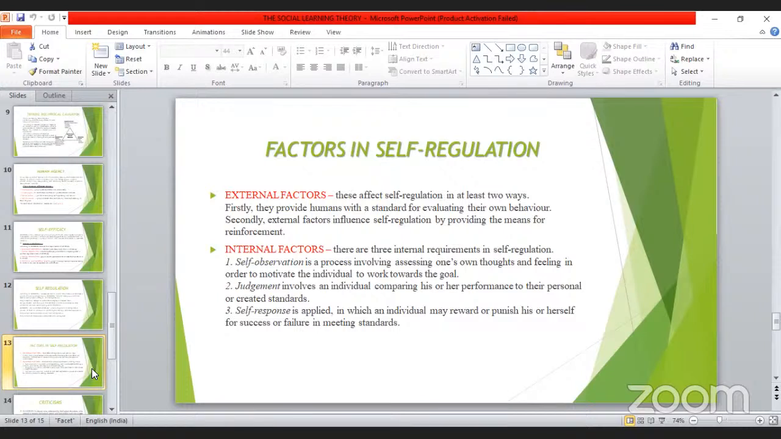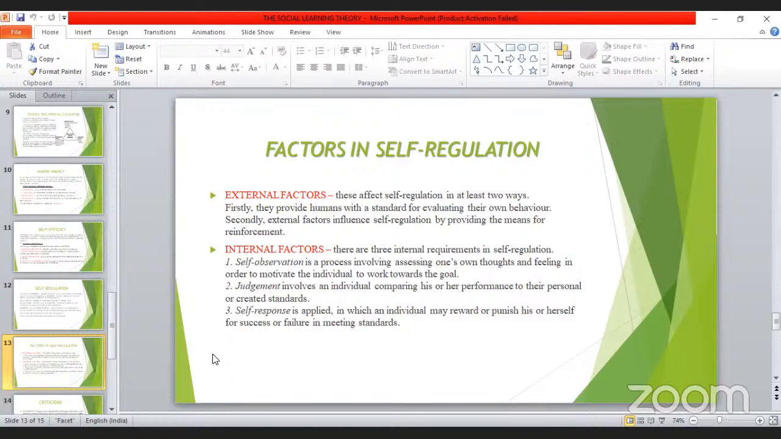Internal factors can work in three processes. First is self-observation. Here, firstly, you have to make your own internal standards. Then you constantly observe your present behavior, whether your present behavior is matching your internal standard or not. Self-observation is a process involving assessing one's own thoughts and feelings in order to motivate the individual towards a particular goal, right? You are observing every element of your behavior.